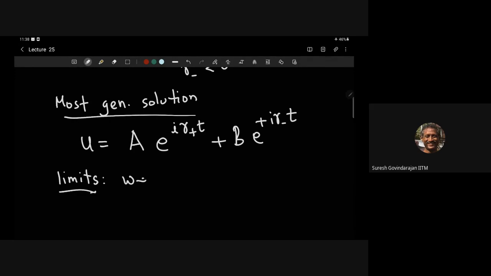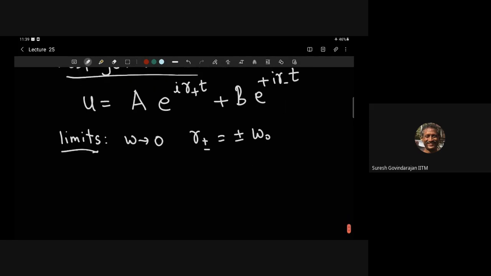First limit is take omega to be 0. Then what happens? If omega goes to 0, that means Earth is not rotating. Then gamma plus and gamma minus go to plus or minus omega naught. That is the usual oscillating solution. That is good. Now we can do the case when omega by omega naught is much less than 1, which is our case.